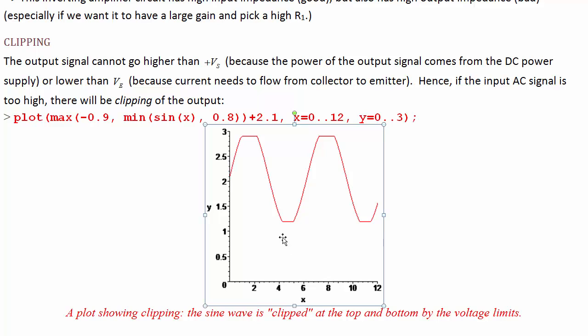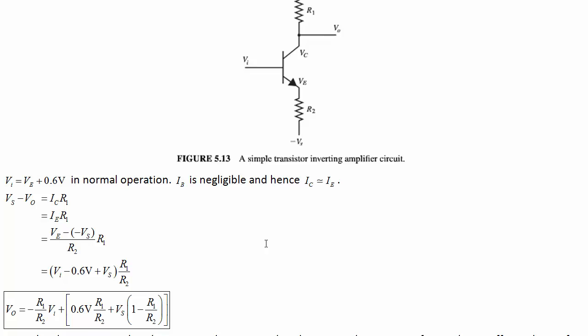Now the top part is a little more clipped than the bottom part. Sometimes you may find that just the top parts of the waves are clipped, but the bottom parts are not. In that case, you need to adjust your DC bias voltage to get things a little bit better.